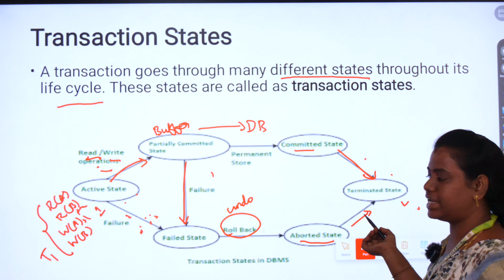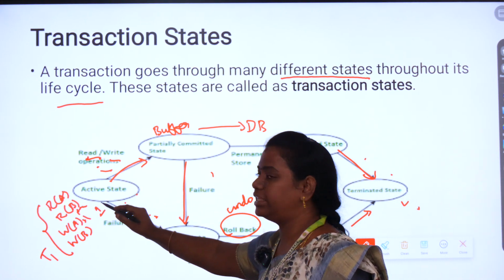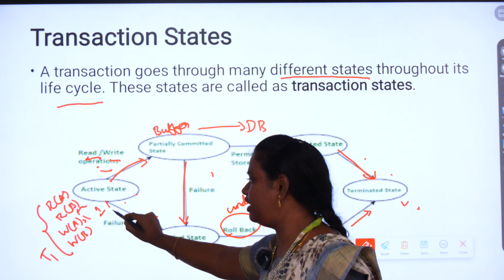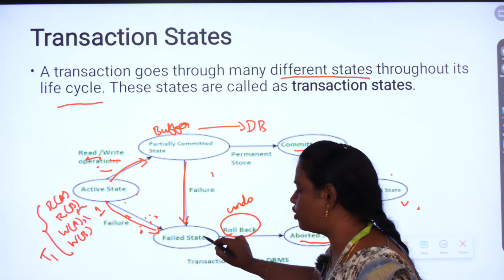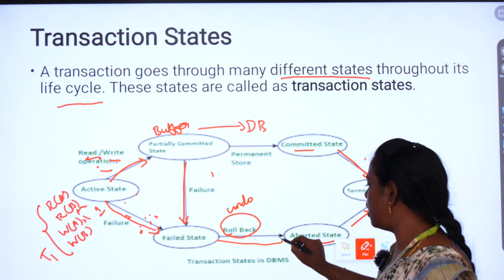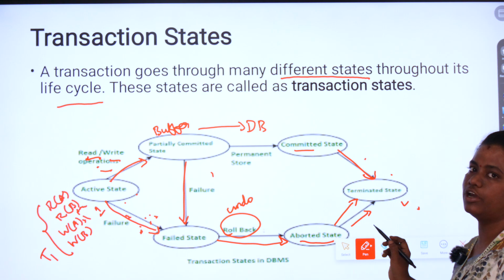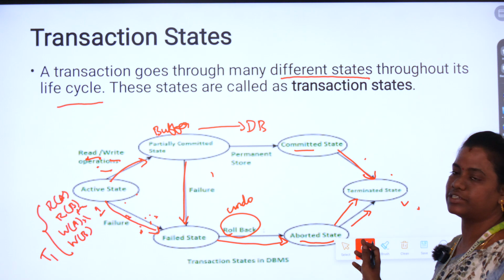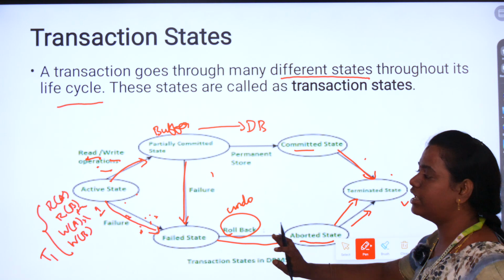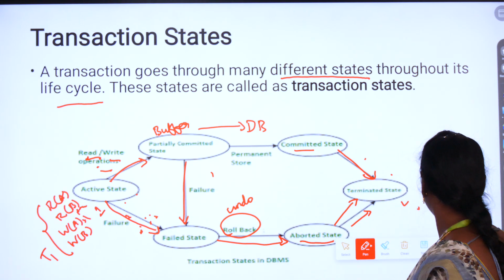Suppose in the initial state itself any failure occurs, it directly comes to the failed state, performs the abort state, and then we terminate the process. These are the different states of a transaction. Each and every transaction follows this life cycle.